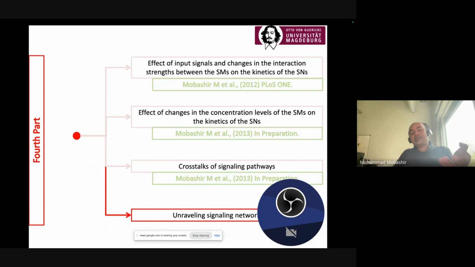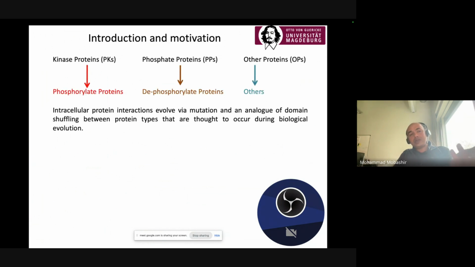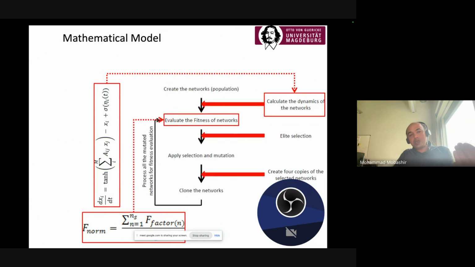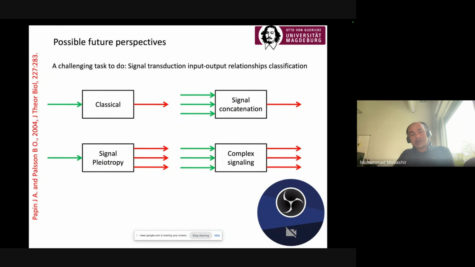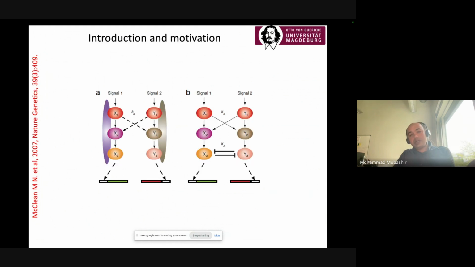And finally, if you want to go further to understand and use it for future perspective, then you could go for some different kind of possible future perspective changes, updation, and increase the model. So finally, this is one of the references where you can see the pathway crosstalks. And that's the overall thing that you need to understand here.